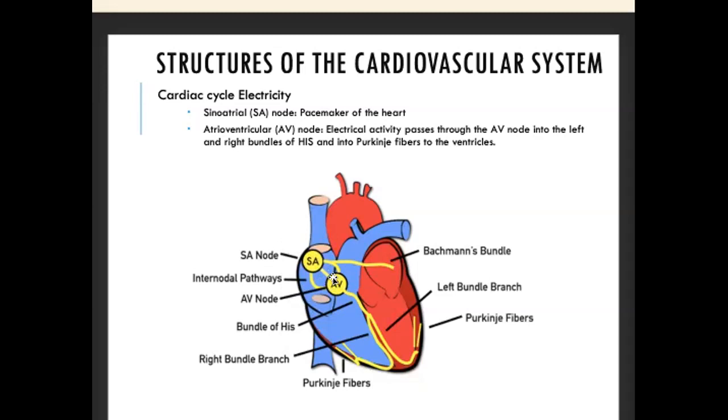After it goes to the AV node, it's going to go down the bundle of His, and it's going to go into your right and left bundle branches. And those bundle branches and Purkinje fibers are going to help with your ventricles. When you hear about a patient having some type of cardiac arrhythmia, it's going to be something that's occurring here in that electrical system.